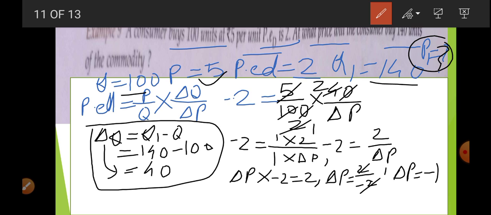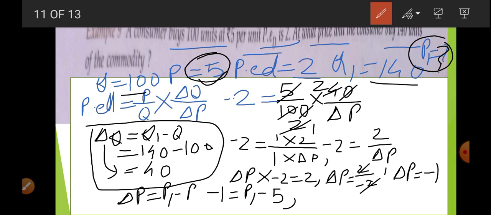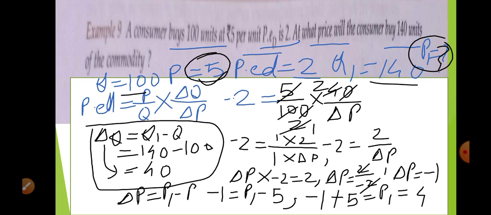So we are going to use the equation del P is equal to P1 minus P. Del P is -1, P1 we don't know, P its value is 5. Now -1 when we transfer it becomes +5 equal to P1. When we subtract, that is 4, so P1 is equal to 4. Okay, so here it is given. Thank you for today.